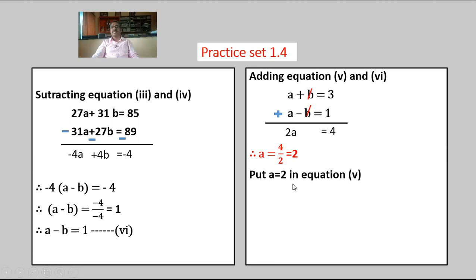Substitute a is equal to 2 in equation 5. Equation number 5 is a plus b is equal to 3. Therefore, 2 plus b is equal to 3. B is equal to 3 minus 2, so b is equal to 1. Hence, we get a is equal to 2 and b is equal to 1.